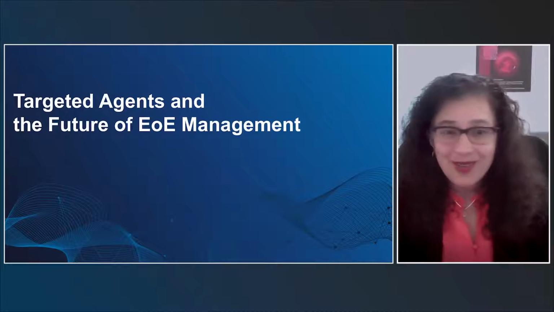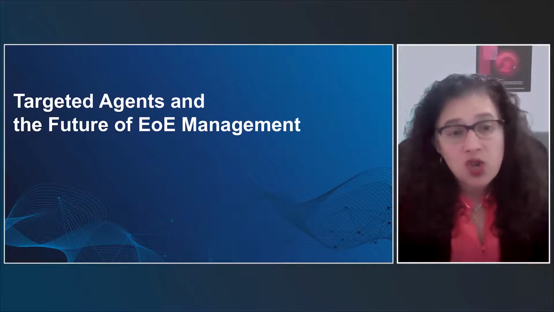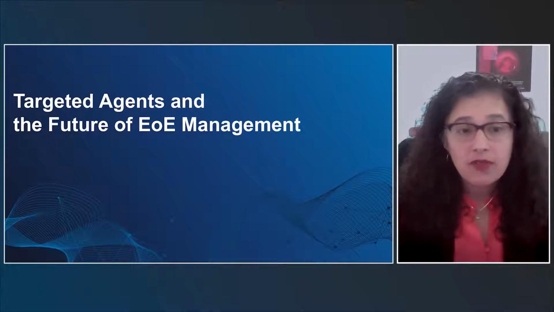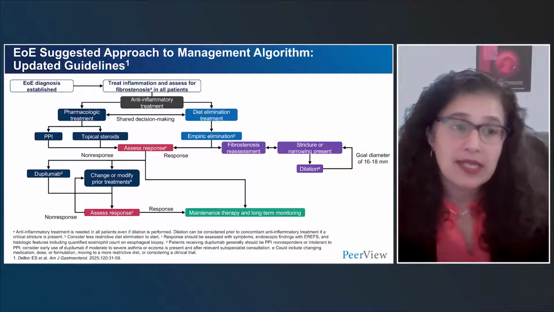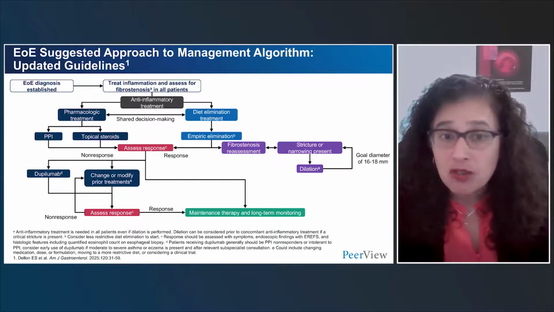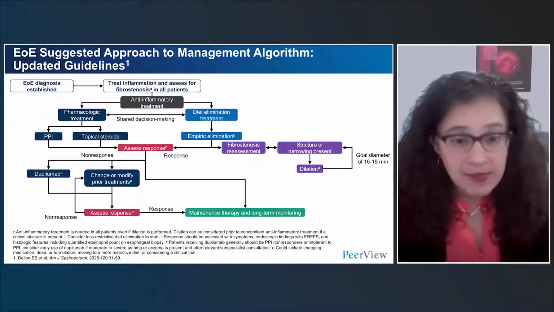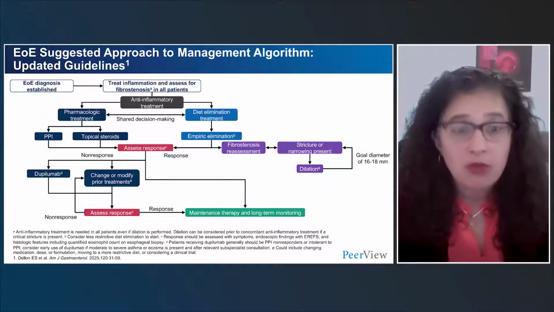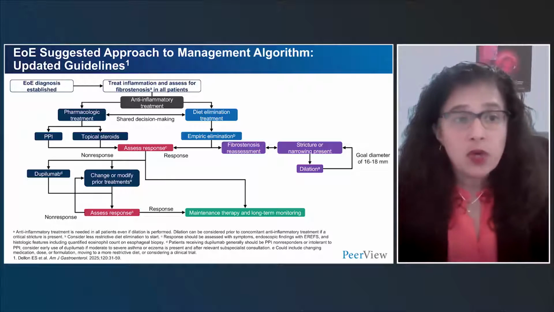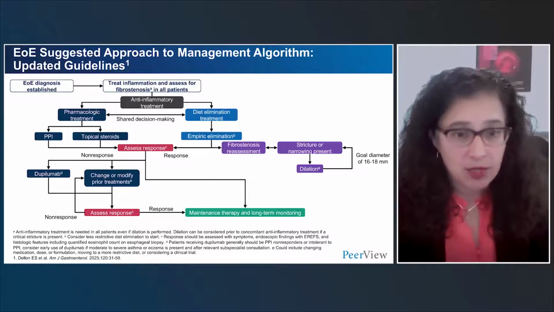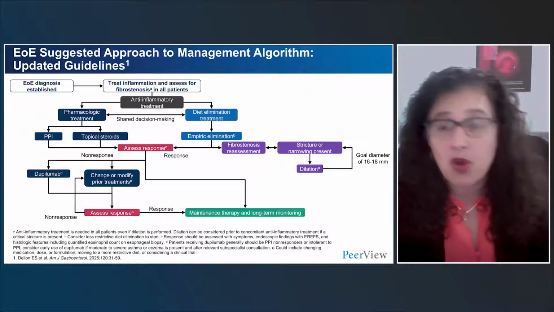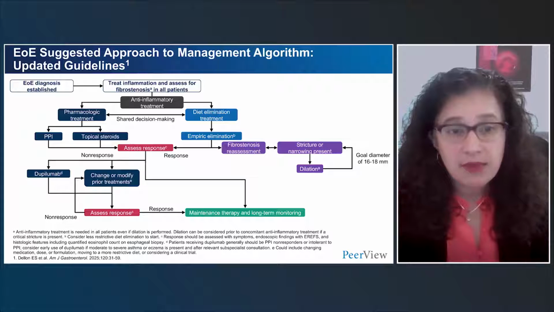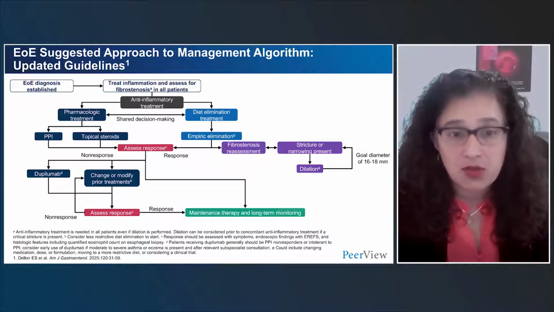So we'll move on now to our last segment, which is targeted agents and the future of EoE management. So here we see the suggested approach to EoE management, the updated guidelines from the ACG. And this seems like a very busy slide, but I'll just walk you through the key points. So once you have the EoE diagnosis established, you're going to treat inflammation and assess for fibrostenosis in all patients. You want to assess inflammation, treat inflammation, and assess those areas of narrowing.